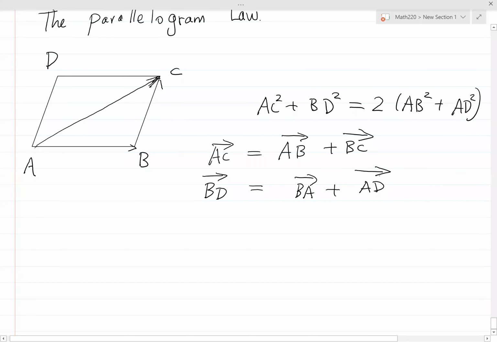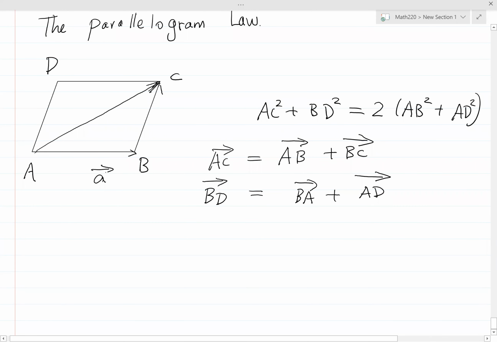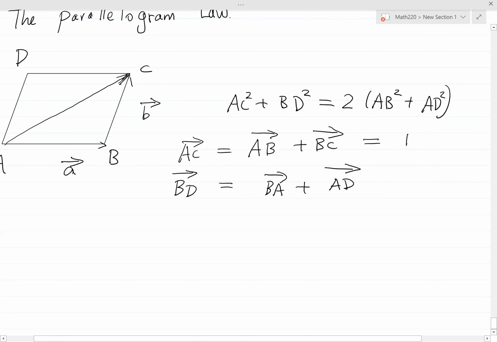Now, let's simplify a little bit with our notation. Suppose we let AB be the vector A, and BC be the vector B. So the vector AC is A plus B. BA and AB flip, so BA will be negative A. Now AD is the same thing as B.